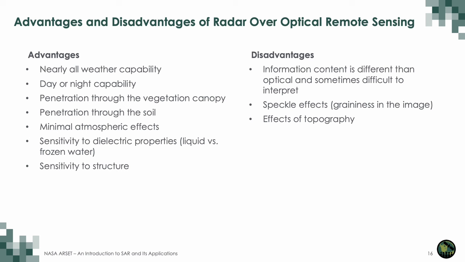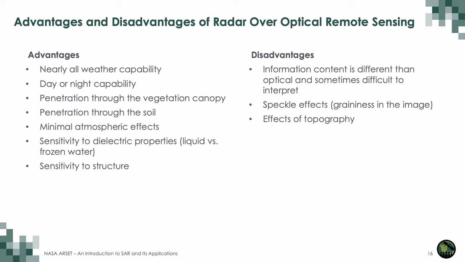It's important to note that the information content in radar data differs from that in optical data. And this distinction is not necessarily an advantage or a disadvantage, but it is crucial for understanding the types of insights that each sensor provides.